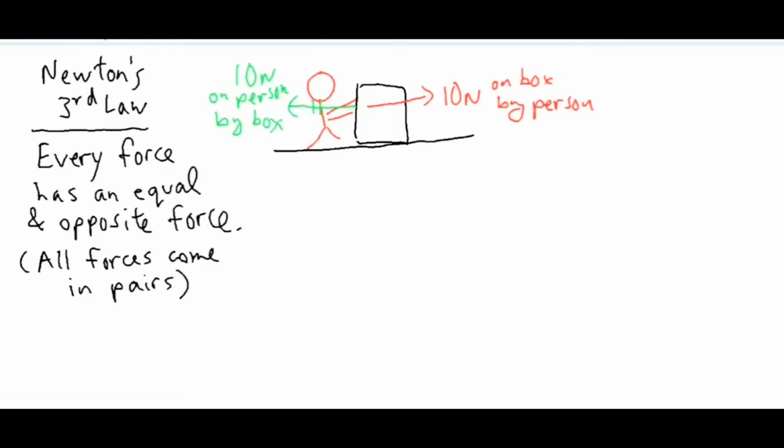by the box. Okay, now a common thing that people may ask is, well, if every force has an equal and opposite force, and if you have 10 newtons going to the right and then 10 newtons going to the left, why aren't they canceling each other out? That's because they're on different objects.